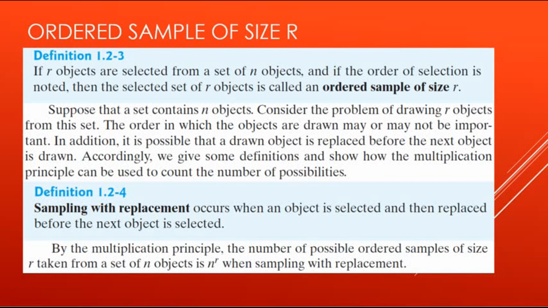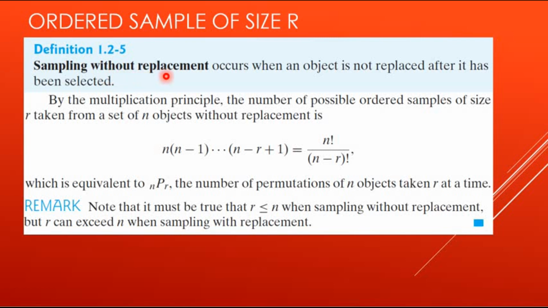Definition: sampling without replacement occurs when an object is not replaced after it has been selected. By the multiplication principle, the number of possible ordered samples of size r taken from a set of n objects without replacement is n times n minus 1, and so on, to n minus r plus 1, and this equals n factorial over n minus r factorial, which is equivalent to nPr, the number of permutations of n objects taken r at a time.